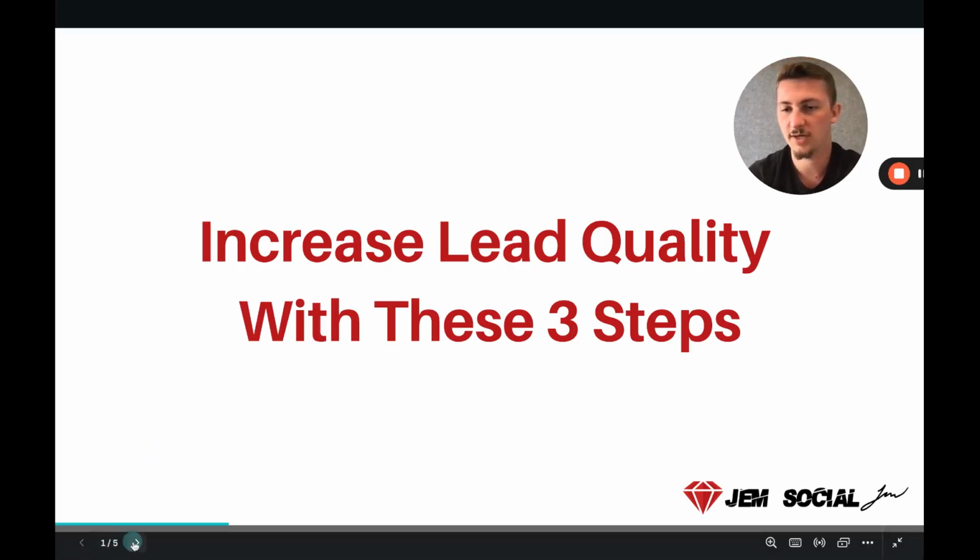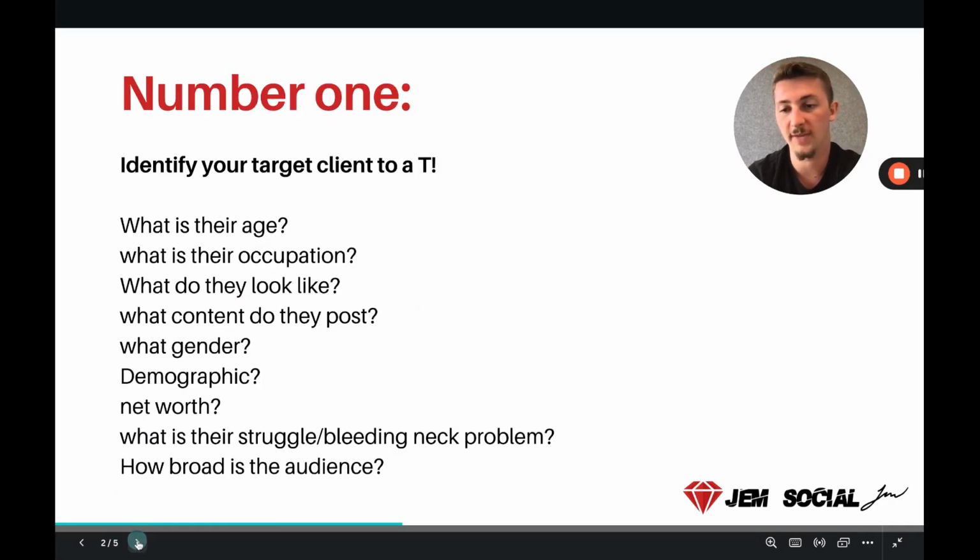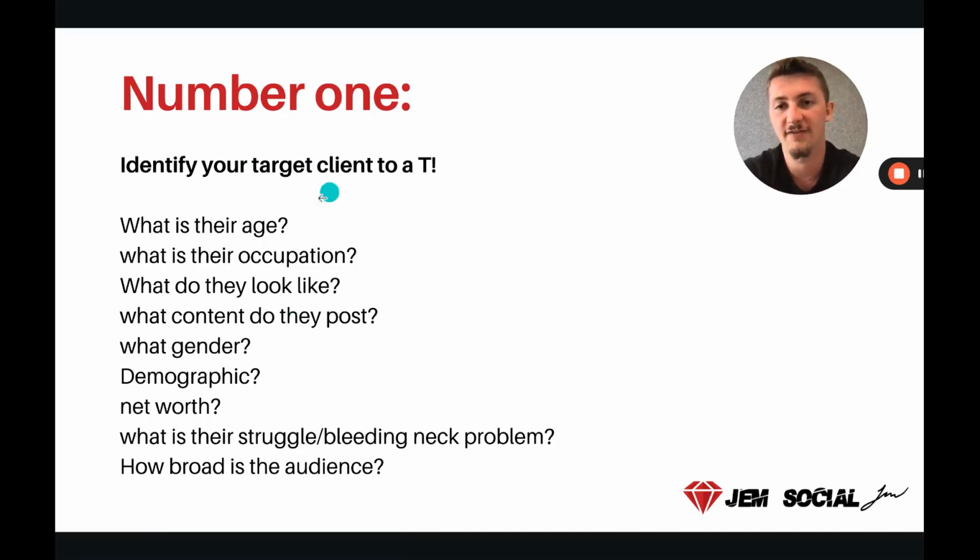So basically, we're going to quickly run through how to make sure you're getting your ideal client. Step one of this is identifying who your target client actually is. If you don't have in mind a very specific type of ideal avatar, then you're basically just shooting at an invisible target.